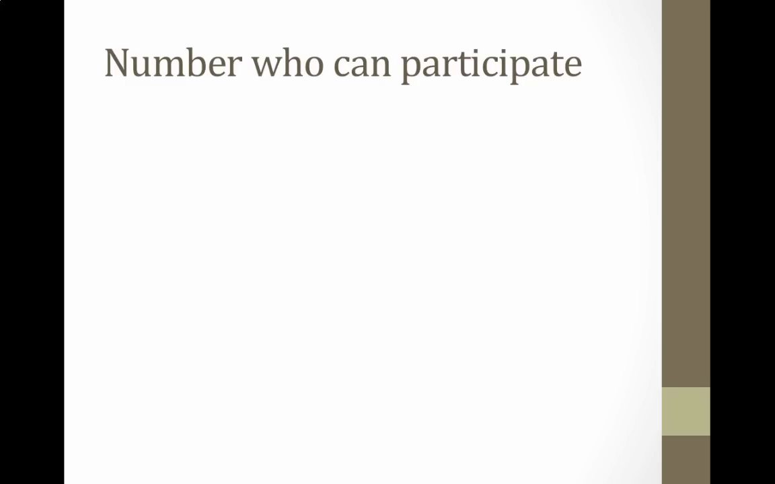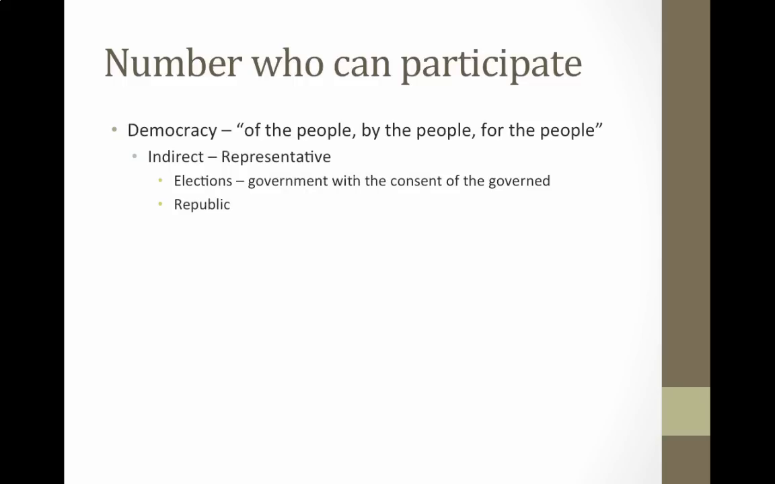Under the number who can participate, this is our first classification. The first thing we're going to look at is the democracy. And I have here a quote from Abraham Lincoln's Gettysburg Address: of the people, by the people, for the people. And that's what a democracy is. We're looking at the maximum number of people in terms of the number who can participate. Everyone should be able to participate in a government, in a democracy.